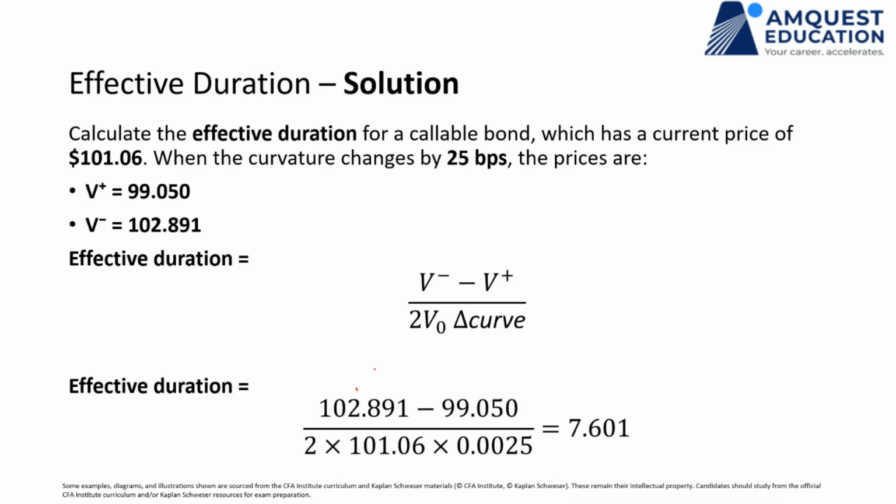So V minus minus V plus over 2 times V0 times delta y, your effective duration is 7.60.